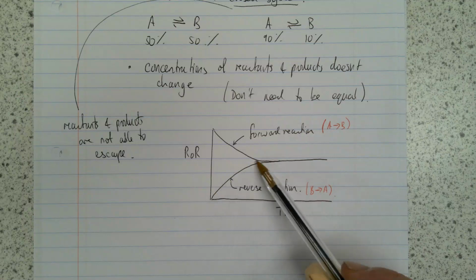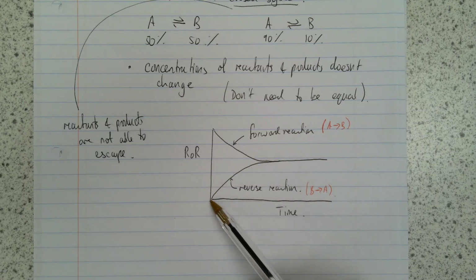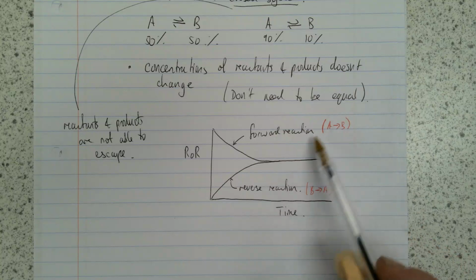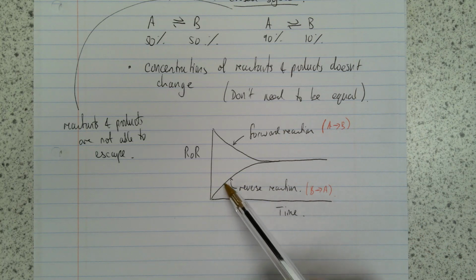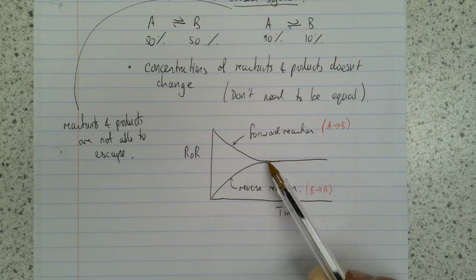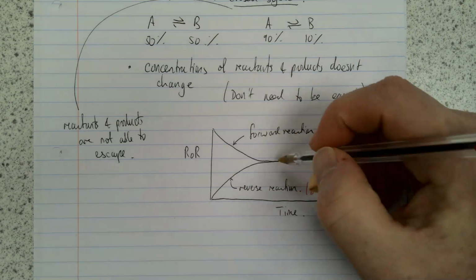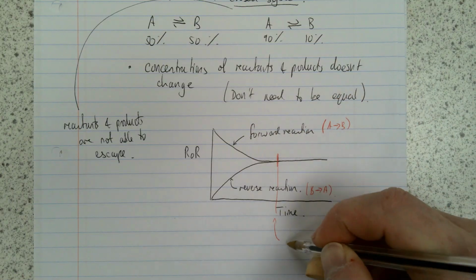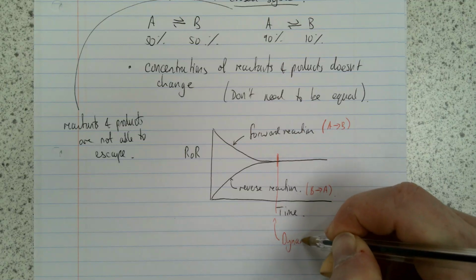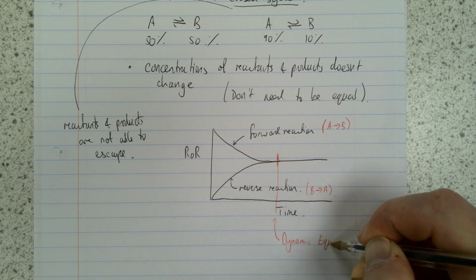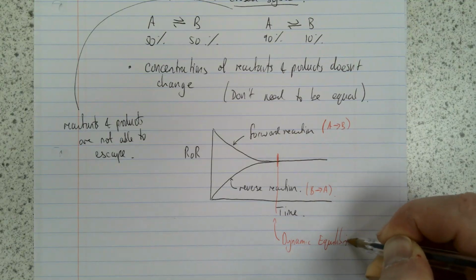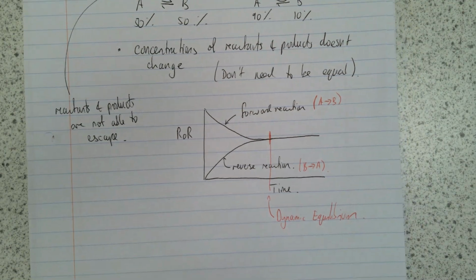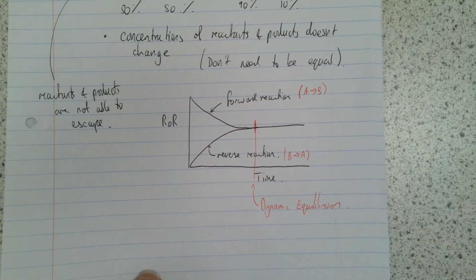This arrow here, the reverse reaction, B turning into A, the rate is very, very slow at the start. It's 0 at the start because there is no B. But as soon as B starts to form, because A has turned into B, the rate of reaction will gradually increase. And eventually, as most of you spotted, they get to the same rate in the end. And when they meet at that point, that's the point at which dynamic equilibrium has been reached. Dynamic equilibrium has been reached at the point where the rates of reaction of the forward and reverse reactions are the same.